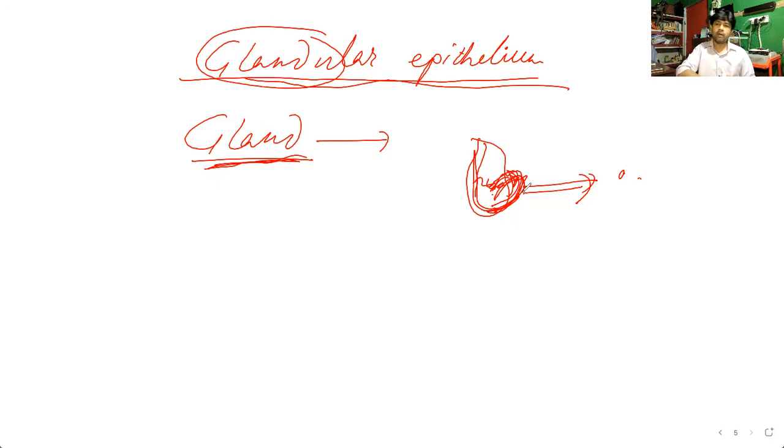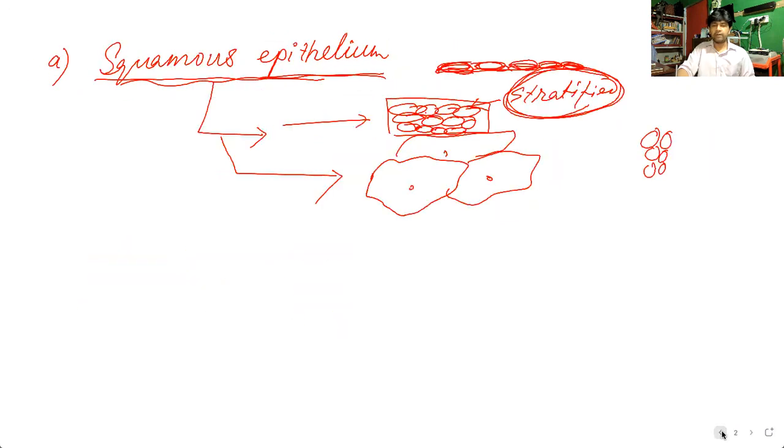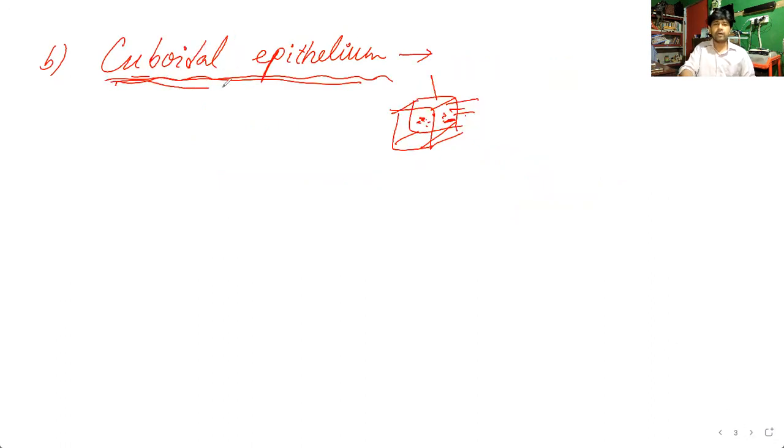So ultimately, how many types of epithelial tissue are we getting? Mainly 4, but sometimes the glandular epithelium. So what are the mainly 4? First of all, we discussed the squamous epithelial tissue, its structure and where it is present, which I have also mentioned to you. Then the stratified epithelial tissue, same epithelial tissue, but not arranged in one layer. It is arranged in layer after layer. That is the stratified epithelium. Then we have the cuboidal epithelium. The shape of the cells is like a cube.